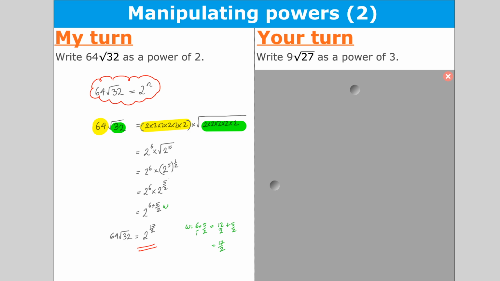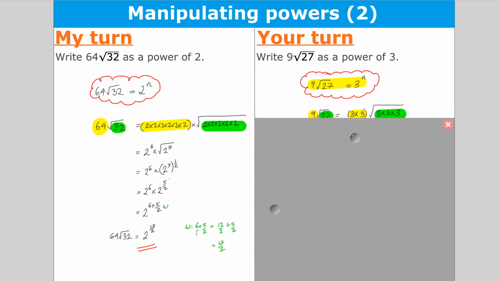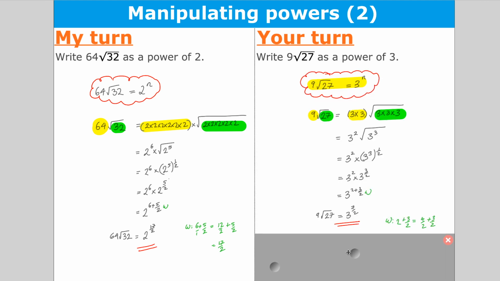Right, a load of answers in here. People are getting 3 to the power of 7 over 2. Let's reveal. I also got 3 to the power of 7 over 2. Really proud of you guys. It's tricky what we're trying to get done here. So there's a lot going on.